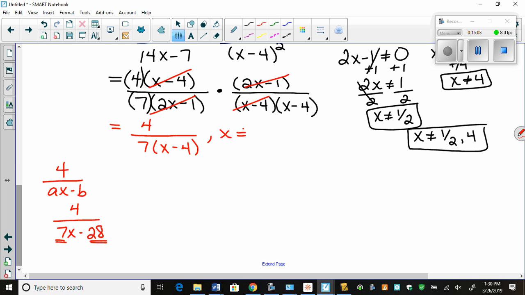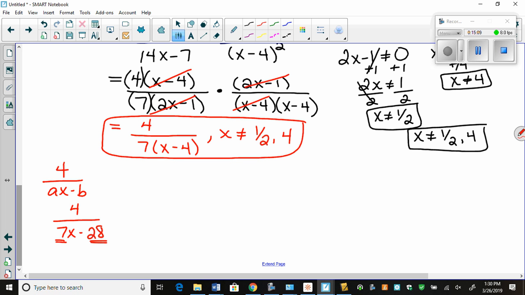Here, x cannot equal 1/2 and 4. You guys try b. I'm going to go through it after. You're just going to try it first.